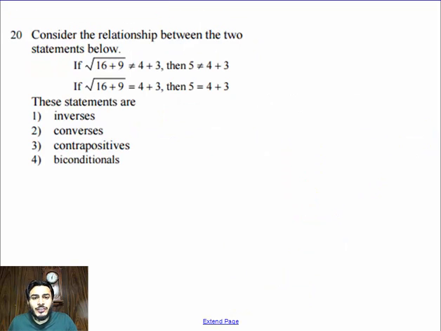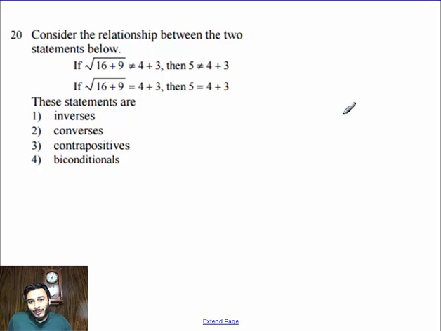Number 20 says, consider the relationship between the 2 statements below. So the first statement says, if the square root of 16 plus 9 does not equal 4 plus 3, then 5 does not equal 4 plus 3. The second statement says, if the square root of 16 plus 9 equals 4 plus 3, then 5 equals 4 plus 3. These statements are.